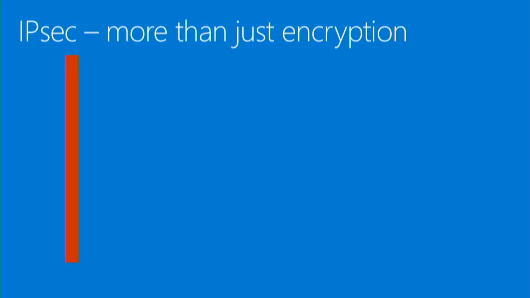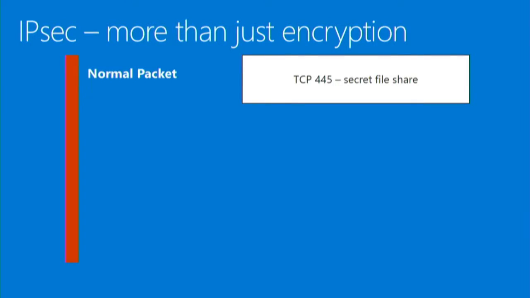So let's take, for instance, a normal packet. That normal packet is reaching out to a file share. And that file share, reached over TCP 445, is going to be a secret HR file share. Only certain people should be reaching this share. We want to make sure it's locked down. That's what we're thinking here. So if we did it normally, it would just be TCP, it would just be a packet, you'd see it in Wireshark, it would say CIFS or SMB or whatever.